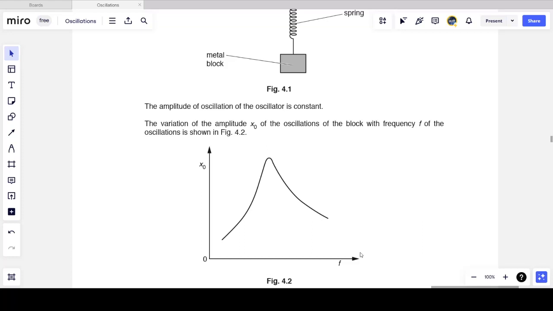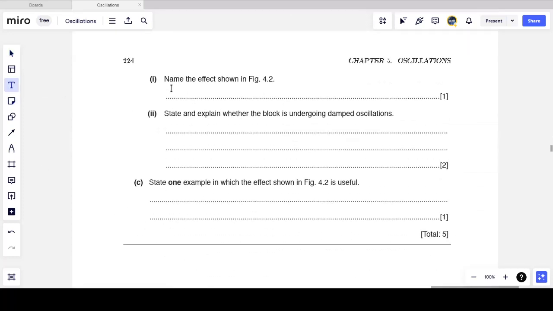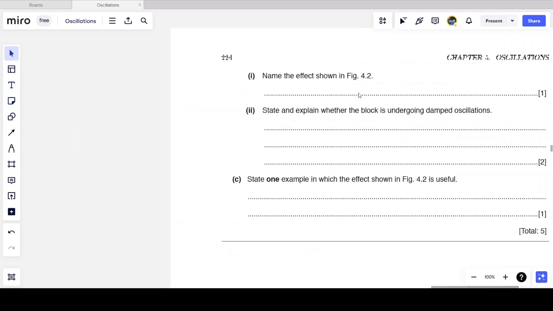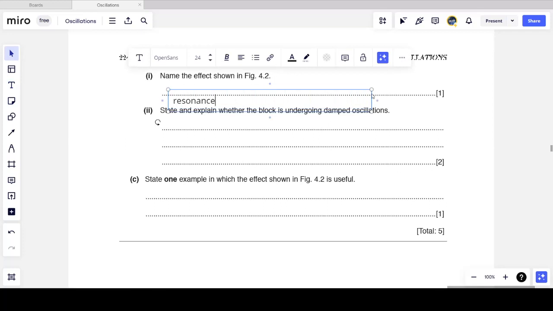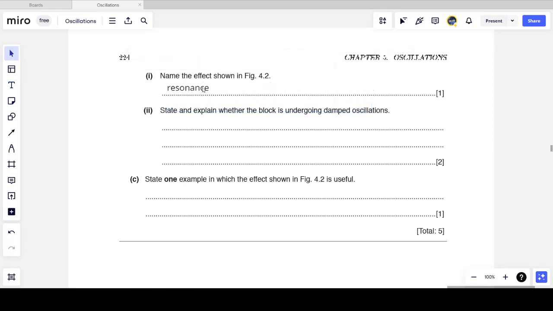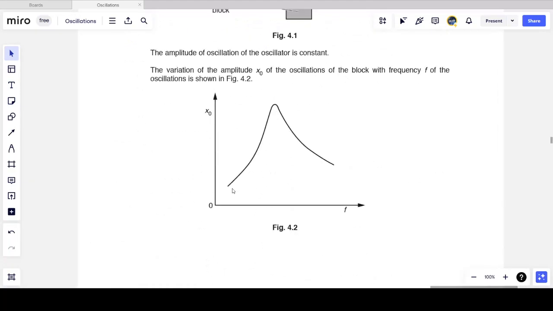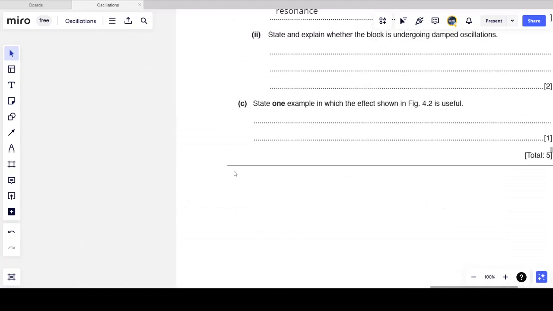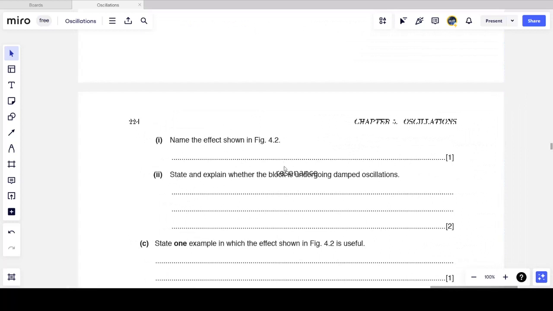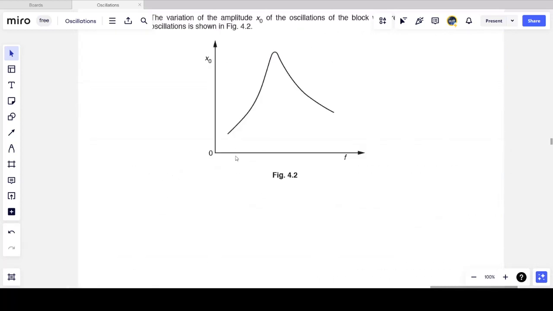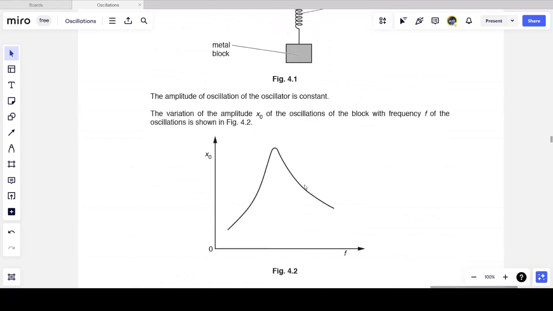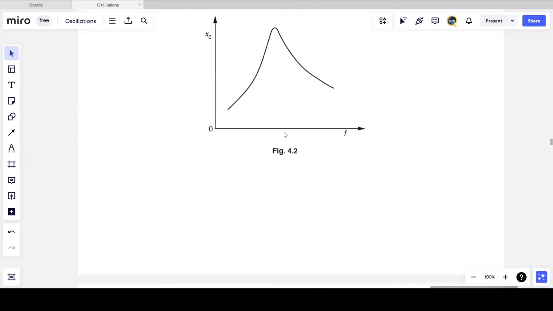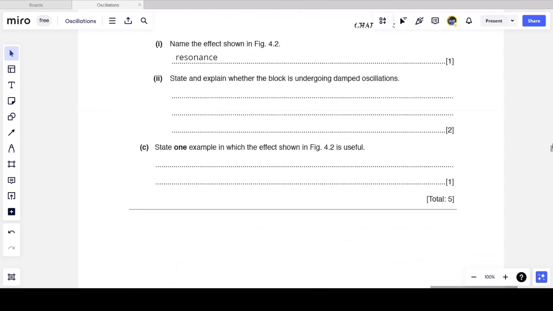So clearly we can see, and going from the questions that we've already done, that this effect is resonance. We don't really need to explain why, but you can see that when amplitude changes with frequency, that effect is resonance. And so when amplitude changes with frequency, the effect that we have is called resonance. Name the effect shown in the figure. Remember, this kind of graph, if you look at it, you can immediately state what type of effect it is. And x0 here is amplitude. So they could use the symbol A, but you could also use the symbol x0 for amplitude.